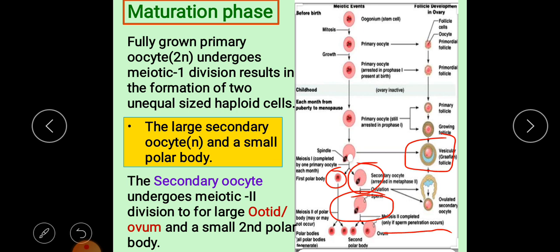Here we have to see that a total of 4 haploid cells are going to form in the oogenesis process. Of these, 3 will be considered polar bodies and one will be considered the ootid or the ovum. These polar bodies are non-functional, and that ootid is the functional cell. So this is all about the oogenesis process.